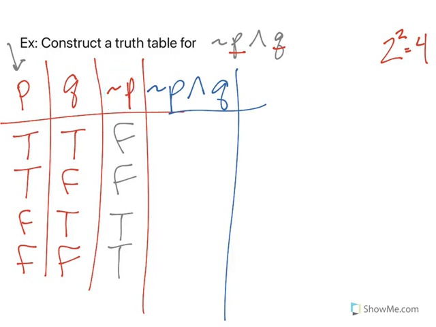I'm comparing those two. Remember that "and," the conjunction, I need both of them to be true. So I have false, true. Well, that's false. False, false, also false. True, true, there we go. And true, false. So there is my truth table for not P and Q.